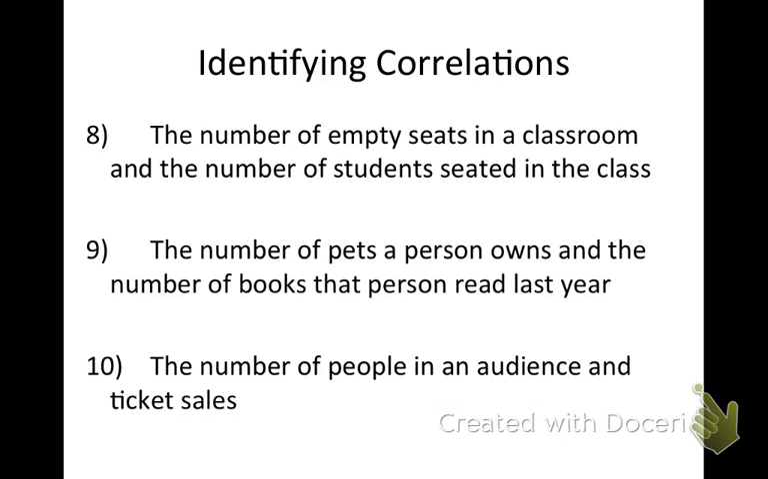Using that same idea, try these 3 on your own now. Take a couple seconds, try these 3. Think them through. All right, so think about number 8 here. The number of empty seats in a classroom and the number of students seated in the class. What type of correlation do you expect, Jake O'Connor? Yeah, that'd be a negative correlation. Yeah, if there's a lot of empty seats, well, there's very few people seated. If there's no empty seats, there's a lot of people seated, right?